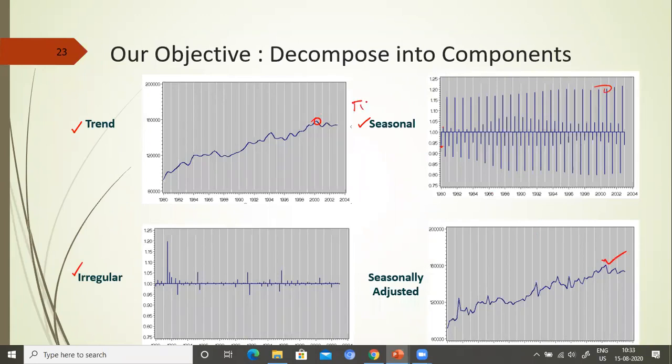Trend, this is TI, this is SI, and then I multiply TI into SI. Unfortunately, there is an irregular component also, which cannot be ignored. TI multiplied by SI multiplied by this thing is actually YT, this data point. So all of these can be multiplied to come up with one data point, because it's a multiplicative format that we are dealing with. Sometimes we have additive format also.